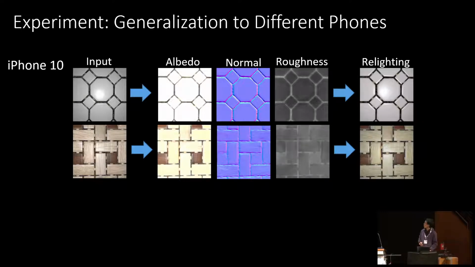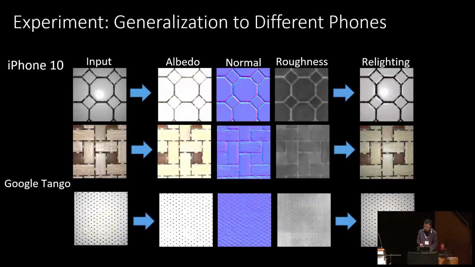The previous results were captured by the Huawei P9 phone. However, our network can also generalize to other devices. Here we show the results captured by the iPhone 10 and the Google Tango. Notice that we do not fine-tune our network, so the exact same network can generalize well to different devices, which shows that our data augmentation successfully helps the network factor out the variation across the devices.